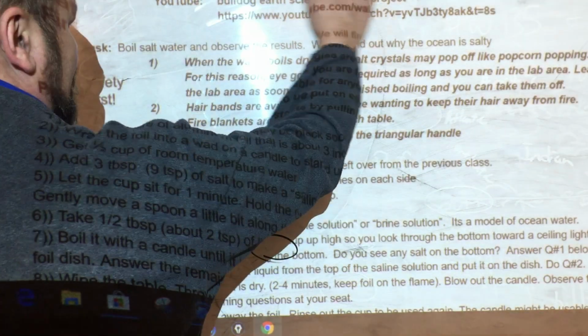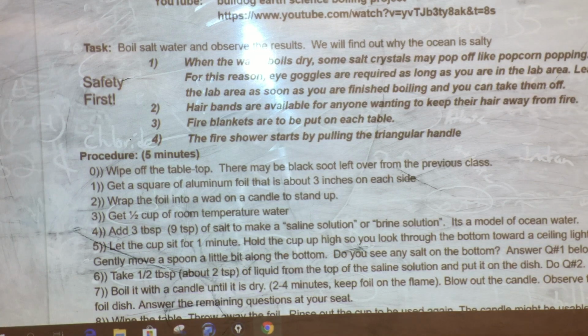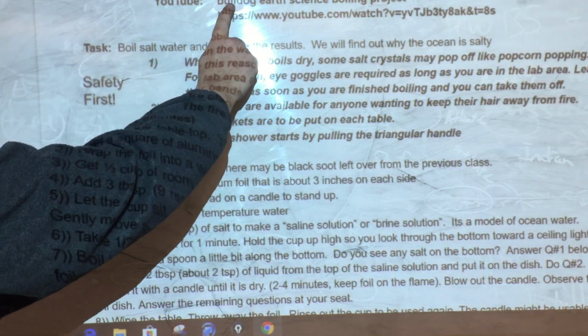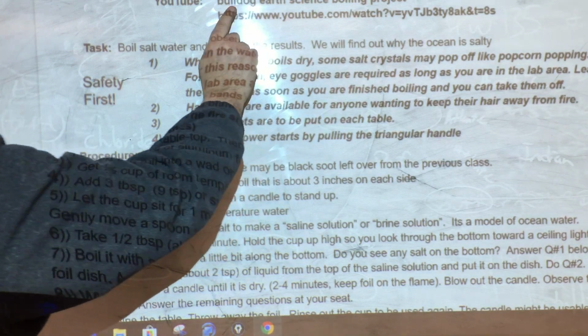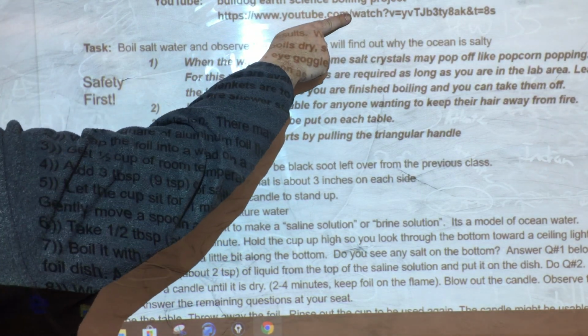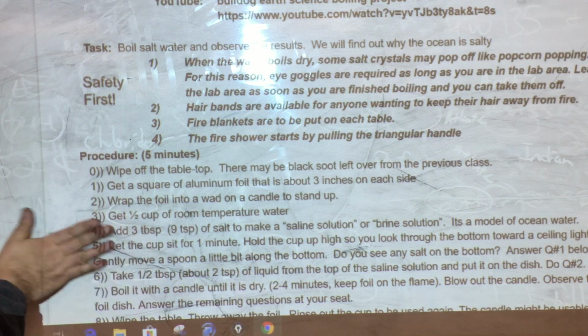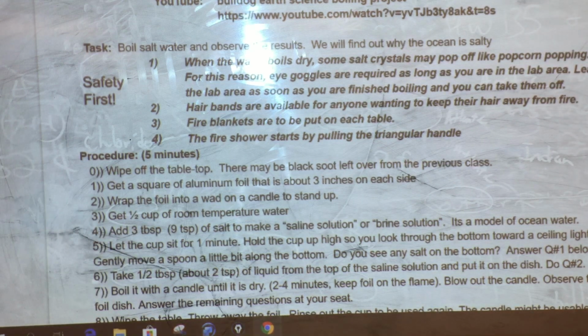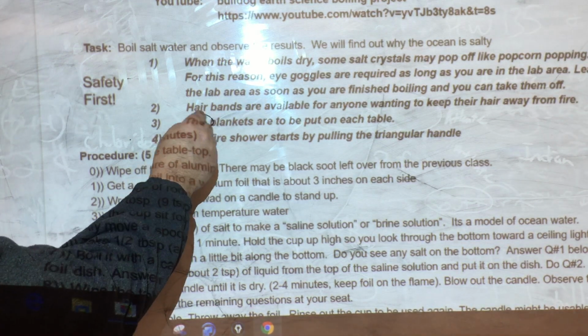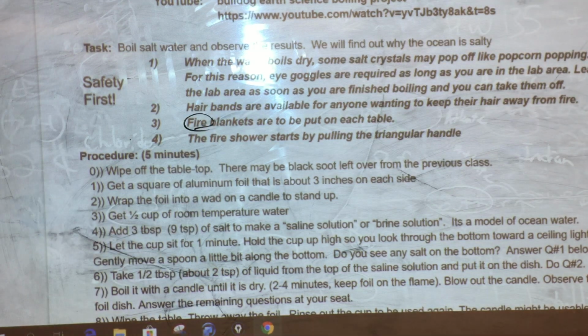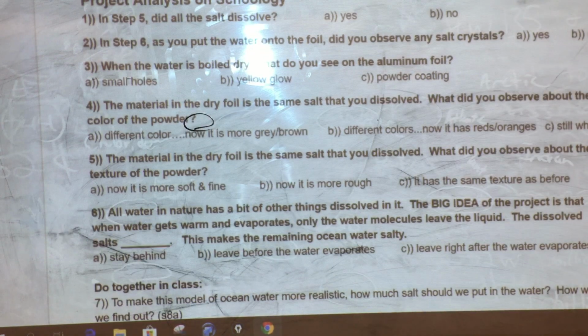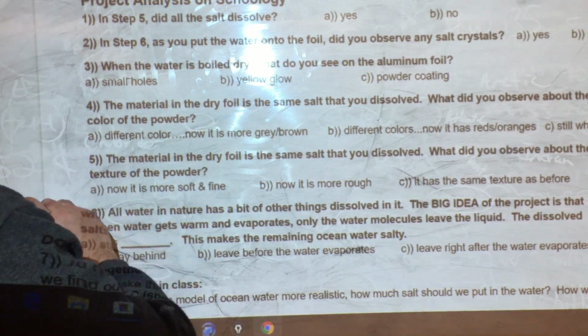Part 2, the boiling project. You are going to go to YouTube and you're going to type this into the search box of YouTube, or you can do this link here if you want, and you will watch this being done on my desktop. Since it involves fire here, I'm not going to have this done when we have a substitute. You're just going to watch and answer the questions from observations there. After you get done watching that, it's a 5-minute video, you'll be answering these questions on Schoology.